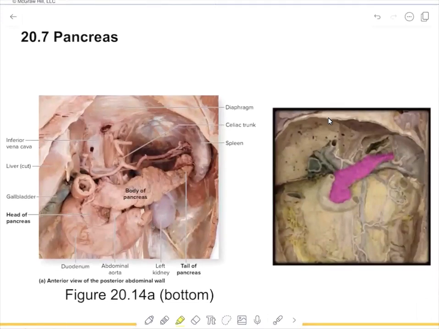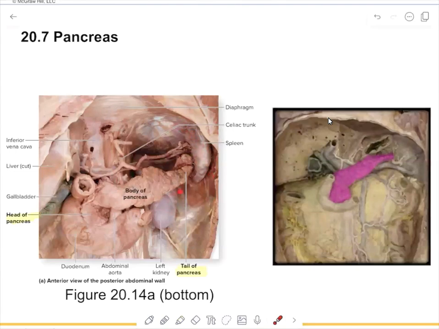The pancreas is an important endocrine organ, which is located in the abdominal cavity. Here we can see the head of the pancreas and the tail of the pancreas. It's sort of located in the left hypochondriac region. We see the spleen over here.